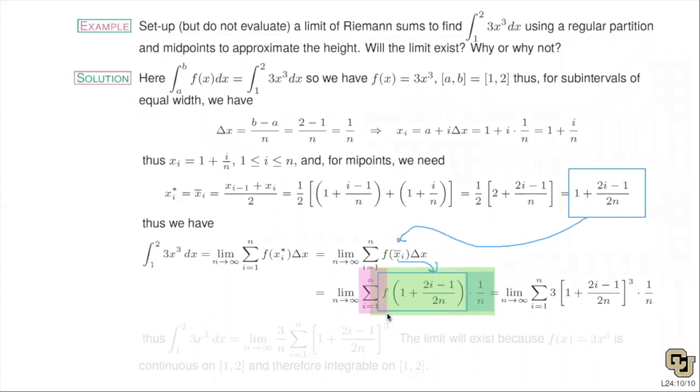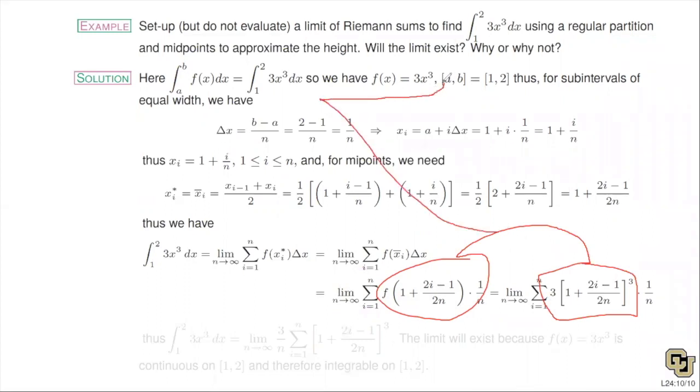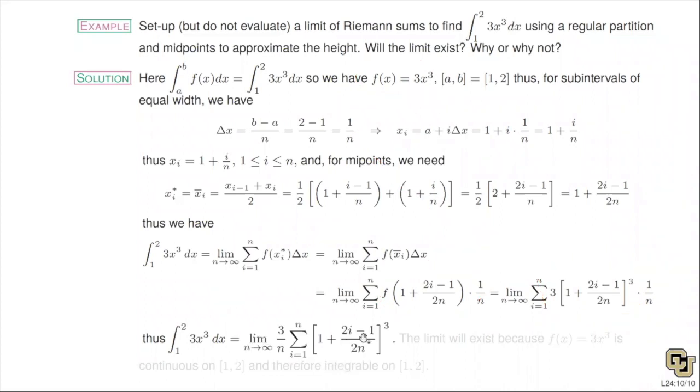Let me add them all up. This gives me an approximation. And now let me send n to infinity. So now we're using infinitely many rectangles. That'll give me the exact value. So the last step here is I just replaced f of 1 plus 2i minus 1 over 2n with the actual function value. So here, remember, f is this function here, 3x cubed. So I have 3 midpoint cubed, and then times the delta x is my 1 over n. So this integral, in terms of writing it as a limit of Riemann sums, would look like that.